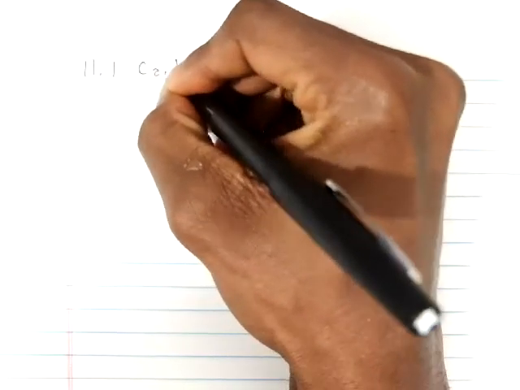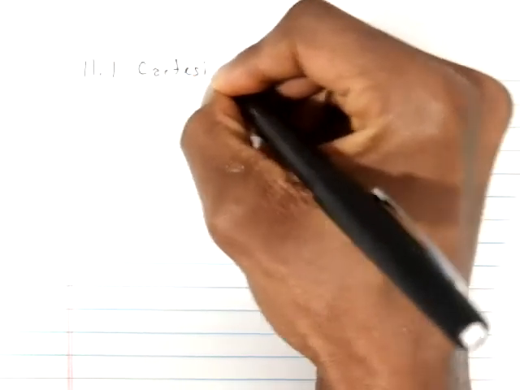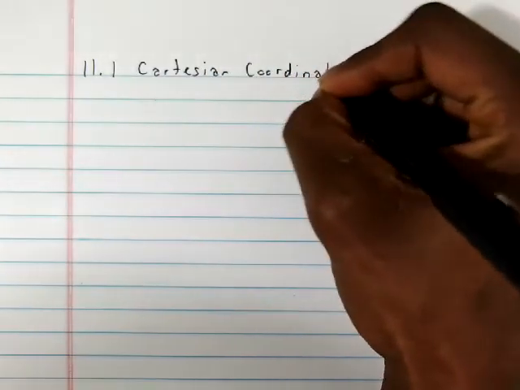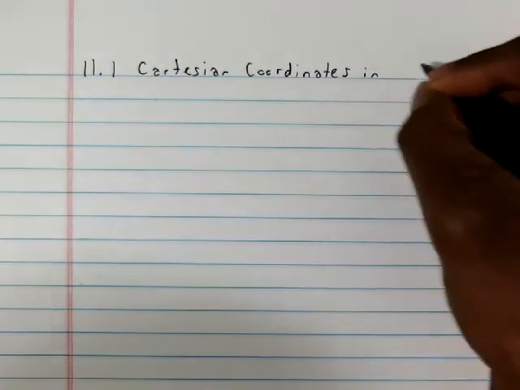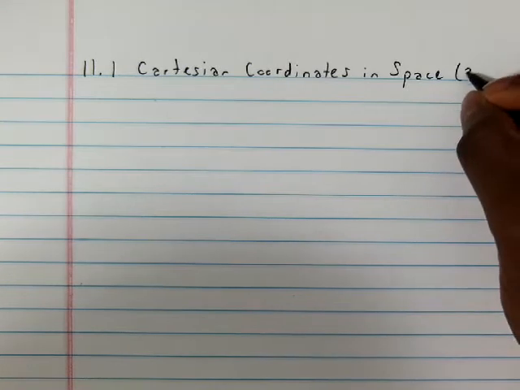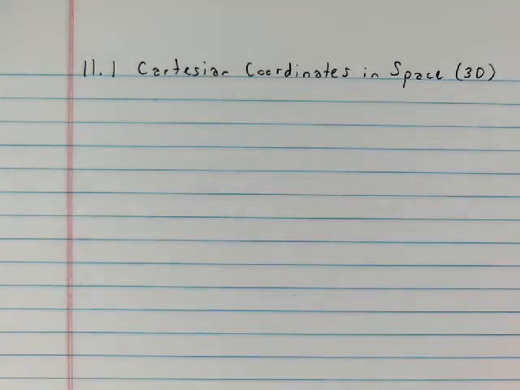Okay, in this lesson we're going to cover section 11.1, which is Cartesian coordinates in space, or in 3D as you'll hear me call it, or 3 dimensions. So we're switching from what we've done in past courses, where we've been working in the plane, or in 2 dimensions. And now in Calculus 3 we'll be doing things in 3 dimensions.